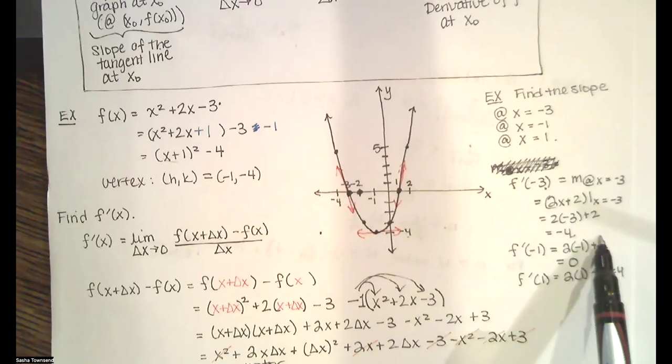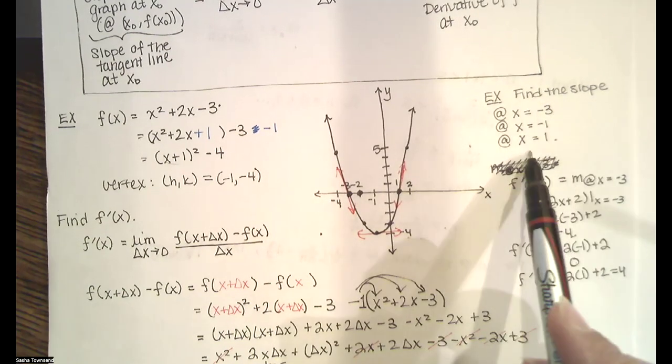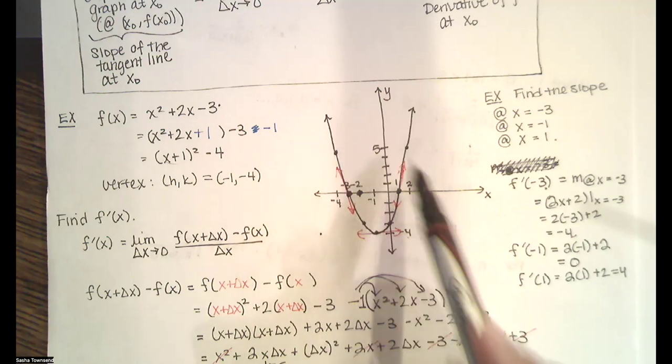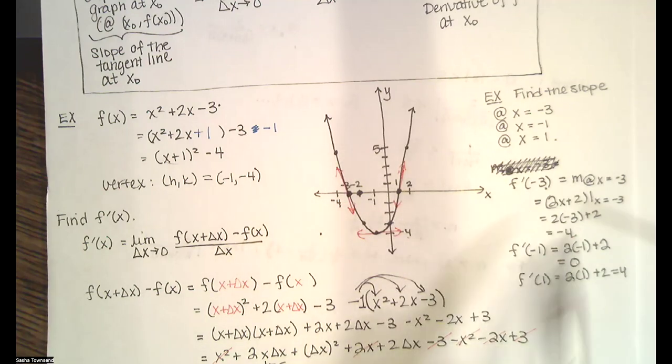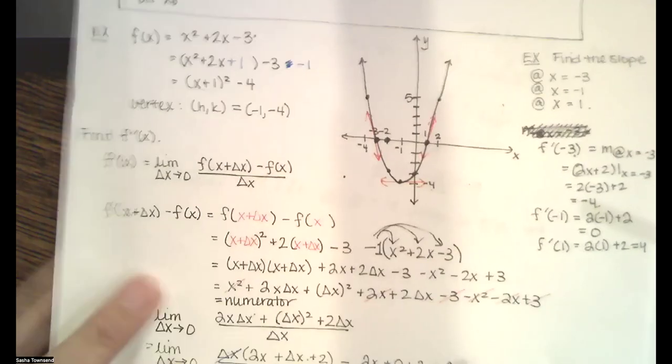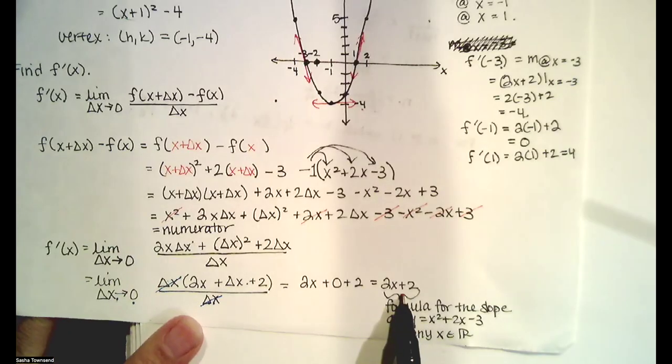So we can now find the tangent lines at each of these locations, graph those, and see if they're actually tangent to the curve, which will allow us to determine whether our answers are correct and whether our formula for the slope, this f prime of x equals 2x plus 2, actually makes sense. So let's do that.